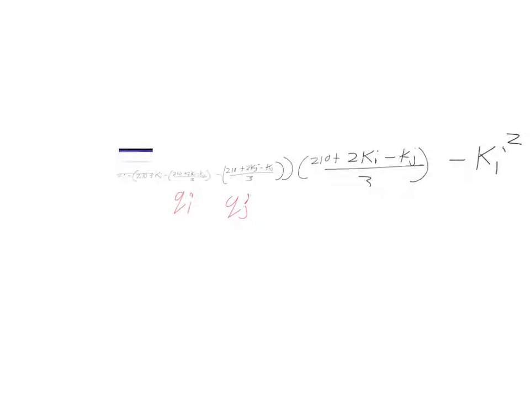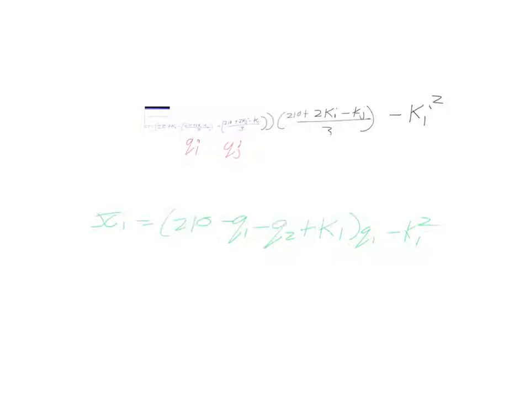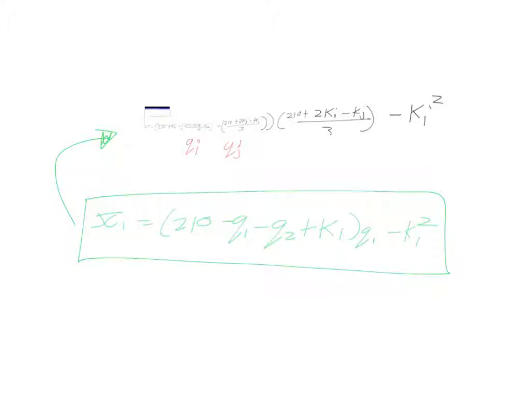So, just as a refresher, we had firm, we'll call it firm i. Their profit was 210 minus Q1 minus Q2 plus K1, Q1 minus K1 squared. Alright, so this function here is the one we had written down earlier that I asked you guys to take note of, and it is exactly the same as that.